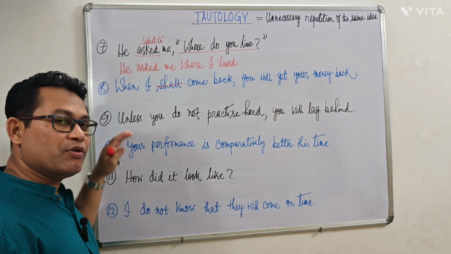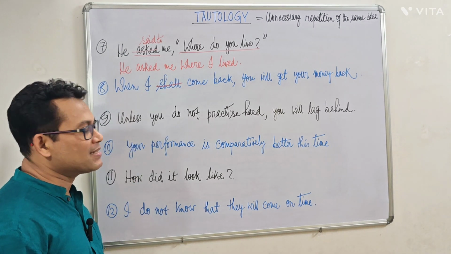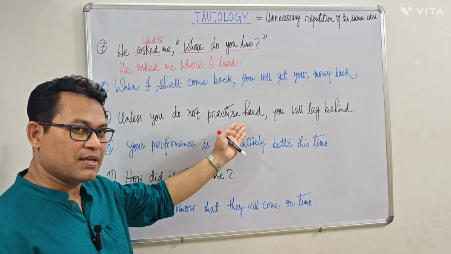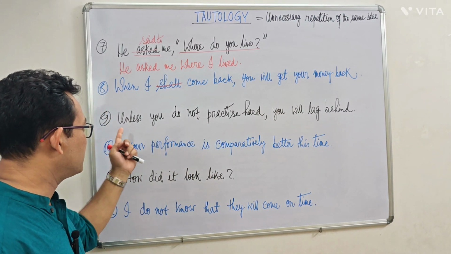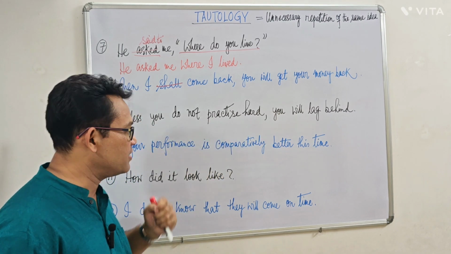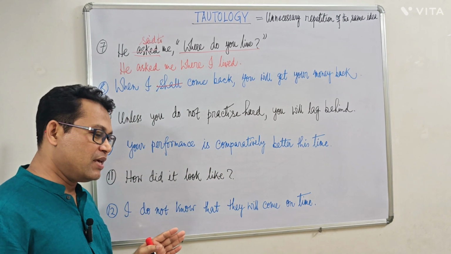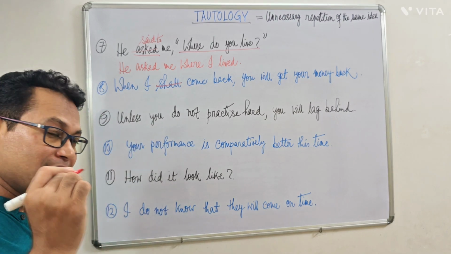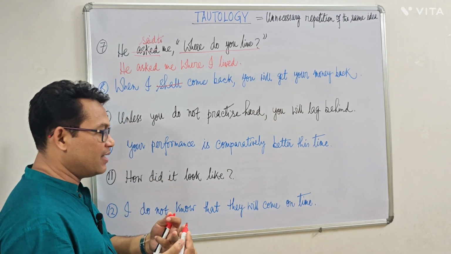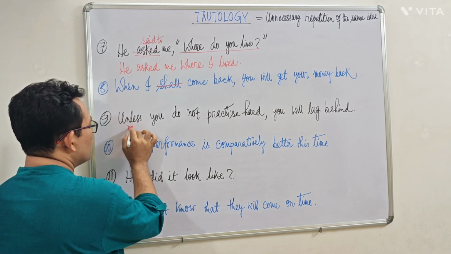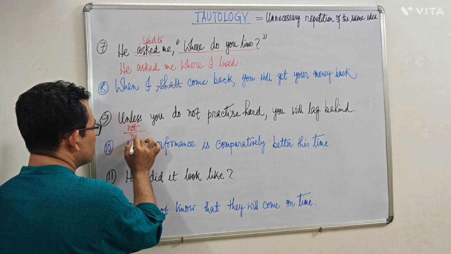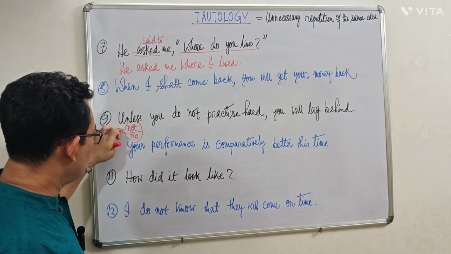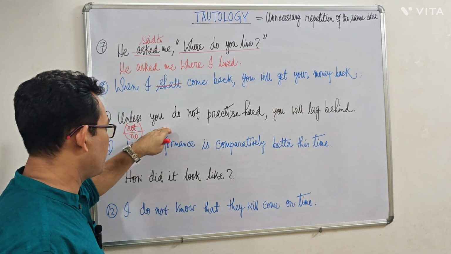Then number 9, equally important: unless you do not practice hard, you will lag behind. Now here again a complex sentence, the subordinate clause beginning with unless you do not practice hard. Remember, whenever we begin our subordinate clause with the conjunction unless, that conjunction contains in it the idea of not or no already. That means we must not repeat that not or no again in that subordinate clause.